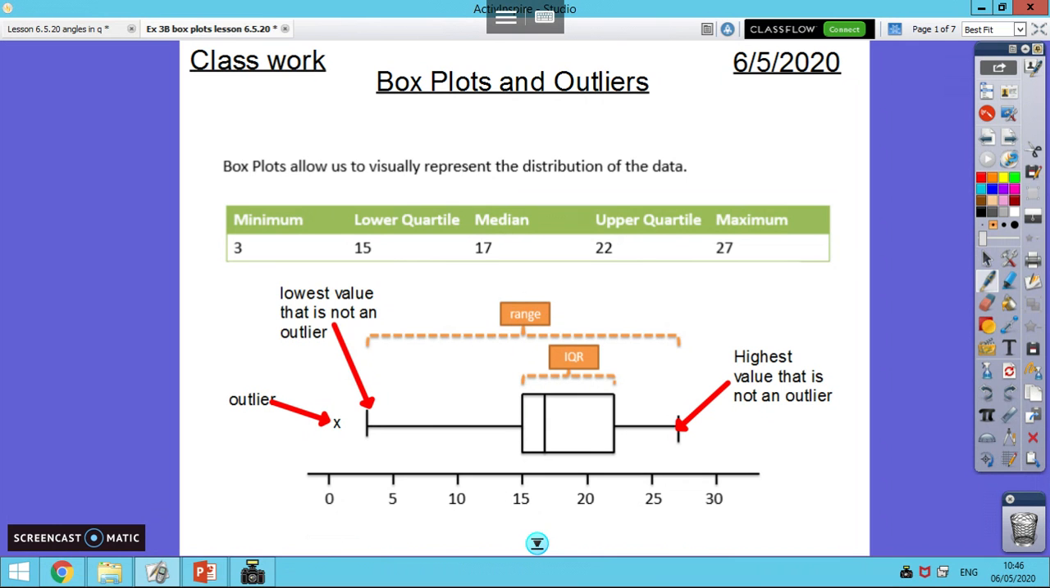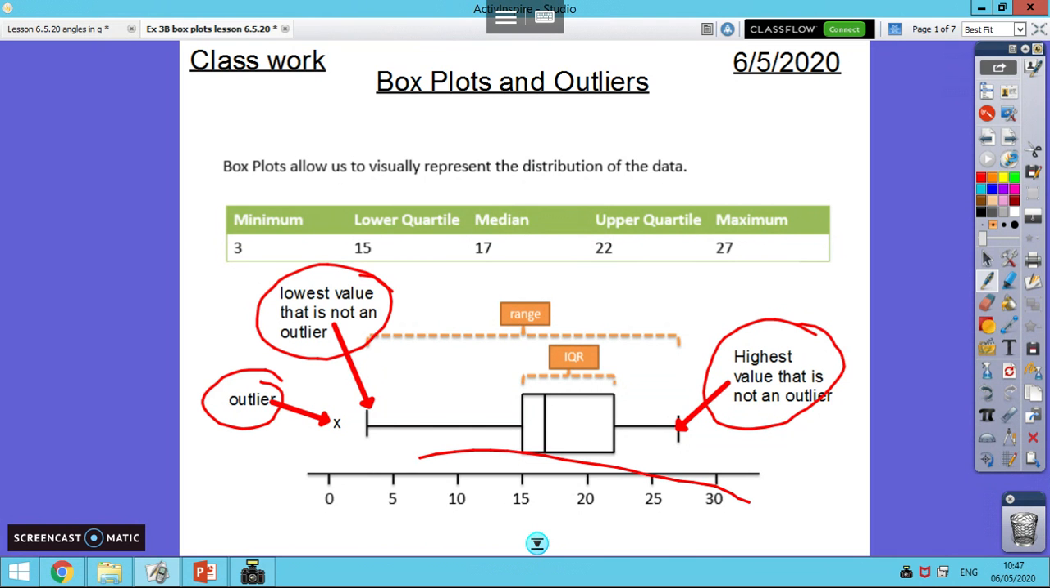I want you to recognise that this value at the top is the highest value that is not an outlier. This value here is the lowest value that's not an outlier. And any outliers are shown with a little cross just here. So that's how we can bring box plots and outliers together. Now, this box plot here is just a generic box plot with no real data in there. But box plots always should have a scale, and the scale should always be labelled, and your box plot should always have a title. So those two things are really, really important when you're drawing your box plots.